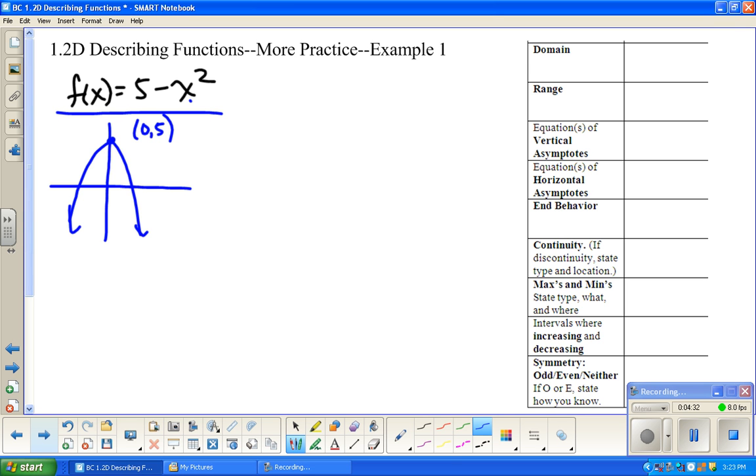It opens down. It's a parabola with a negative leading coefficient, because that's the coefficient for the highest exponent. It's going to open down. Okay. All right, so let's go back to domain. You can put in any kind of x value. Every single x value from left to right is included. There are no breaks, jumps, goofiness. So the domain, all real numbers.